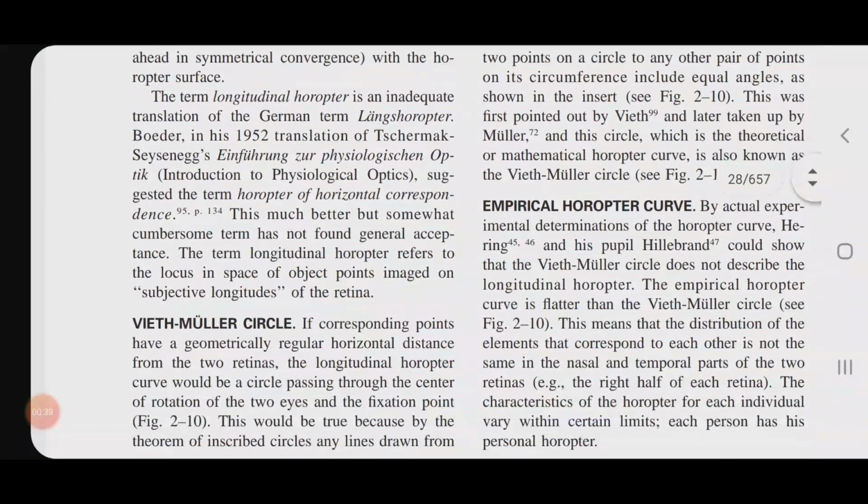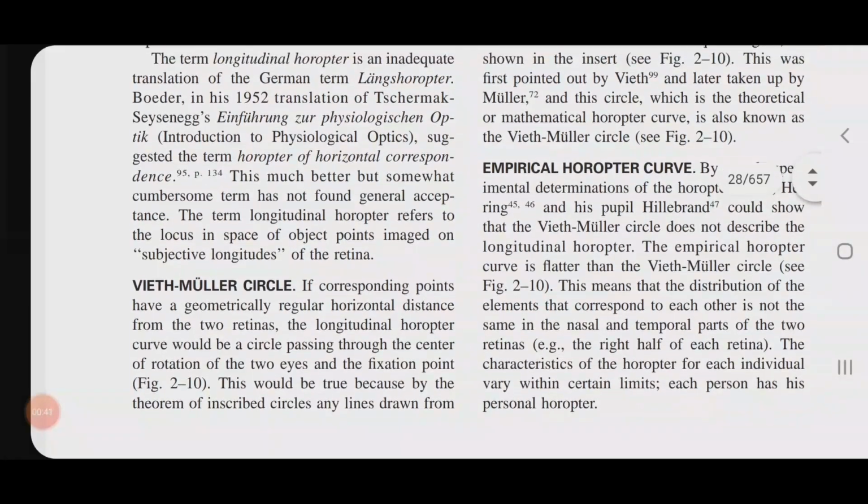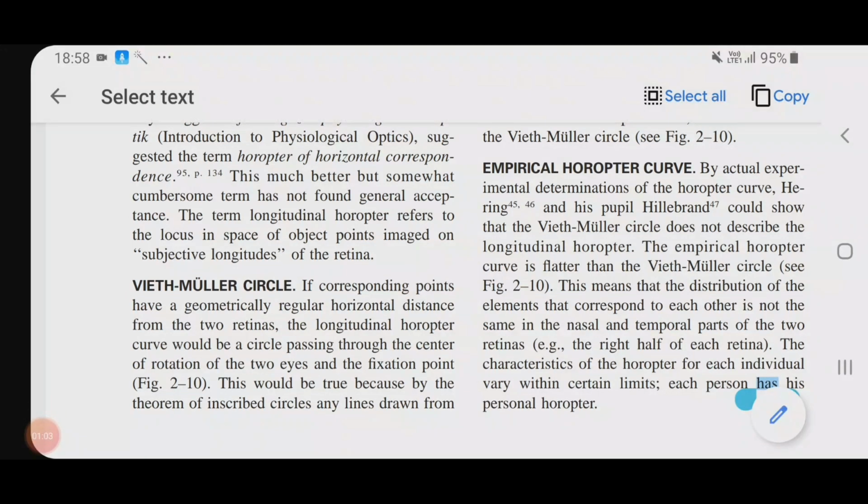Okay, so there are two types of Horopter. One is called the Vieth-Müller circle and the second one is the empirical Horopter curve or longitudinal Horopter. So the Vieth-Müller circle is actually this: if the corresponding retinal points have a geometrically regular horizontal surface from the two retinas, the longitudinal Horopter curve would be a circle passing through the center of rotation of the two eyes and the fixation point.